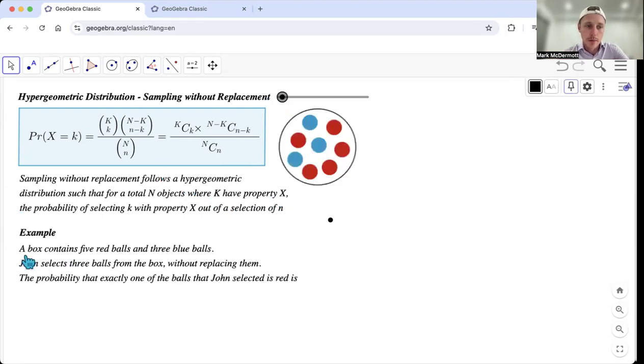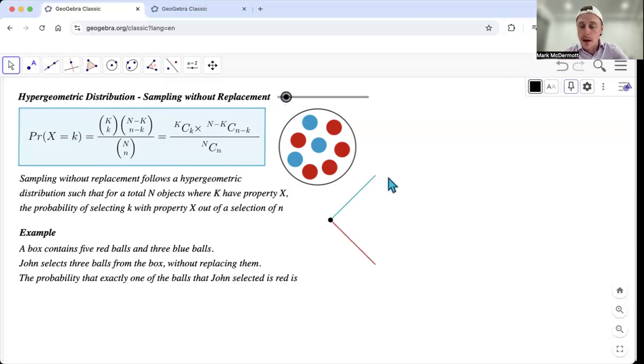So here's our example. A box contains 5 red balls and 3 blue balls. John selects 3 balls from the box without replacement. The probability that exactly one of the balls that John selected is red is... Okay, let's just put all this to the side for now, and let's just think about our tree diagram. This problem could be worked out with the tree diagram, but this is a very powerful tool for computing the solution much more quickly, and you'll see why that's the case in a moment.